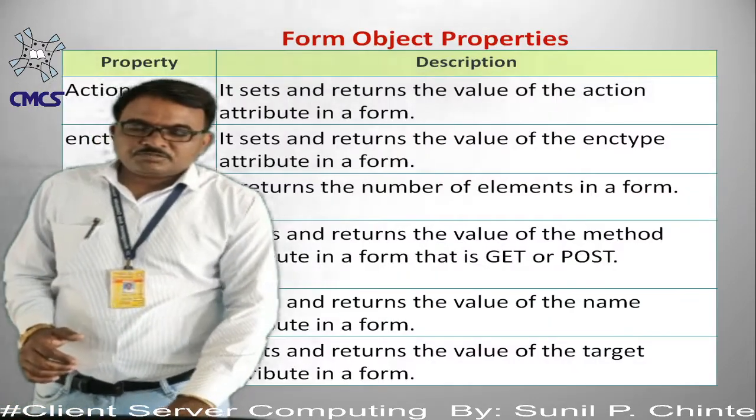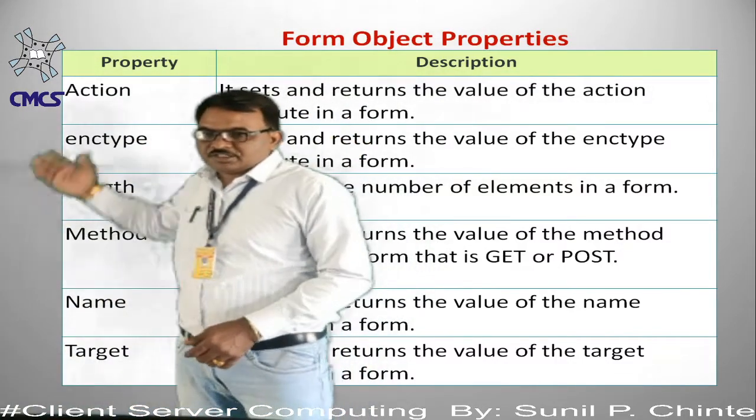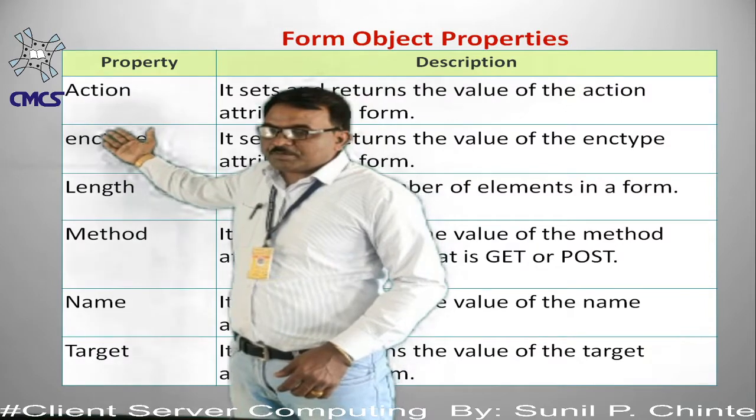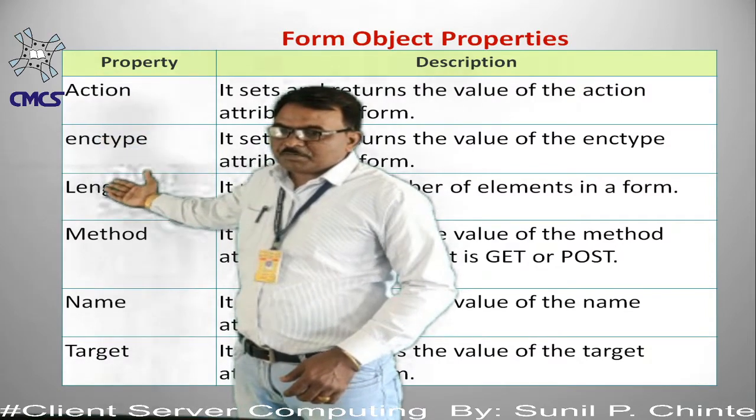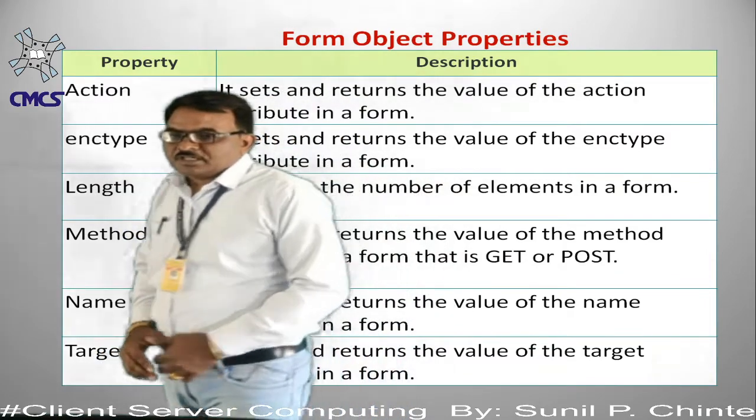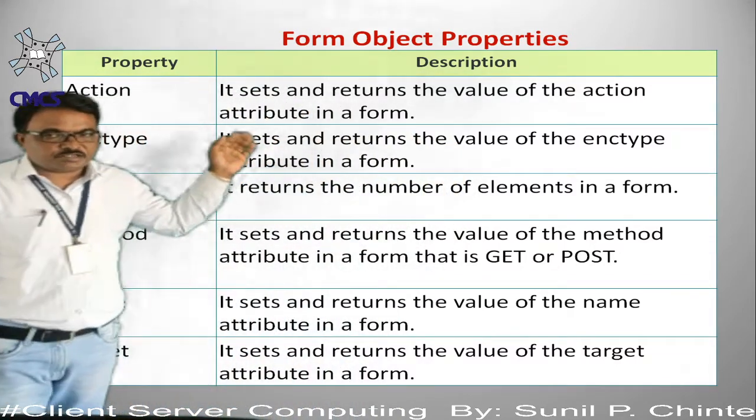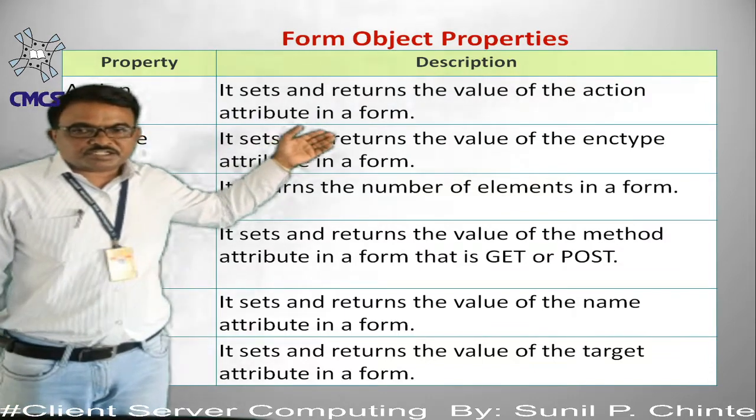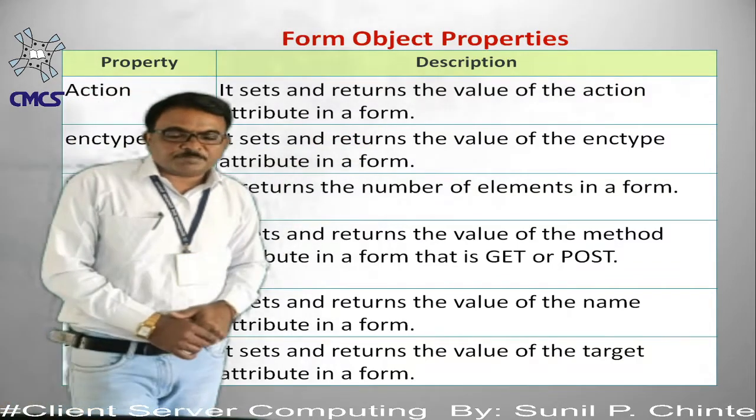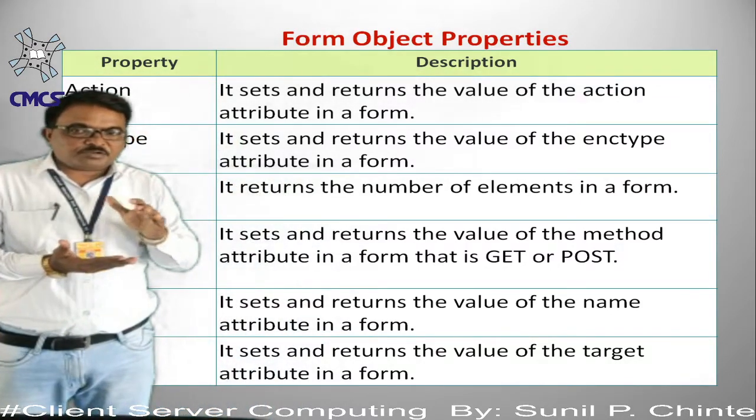Now let's see the different methods and properties of the form object. These are the different properties of the form object. The first property is the action property, enctype property, length property, method property, name property and the target property. Now let's see all these properties one by one. The first property is the action property. The action property returns or sets the value of the action attribute in a form.